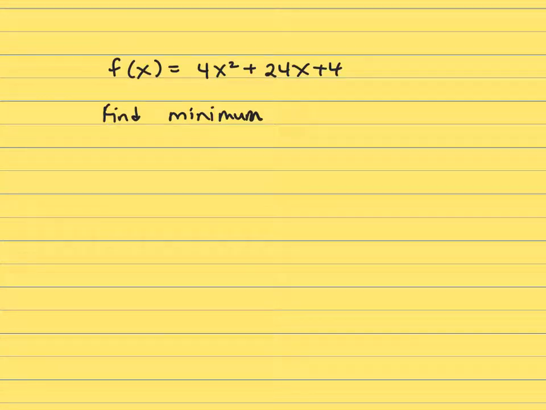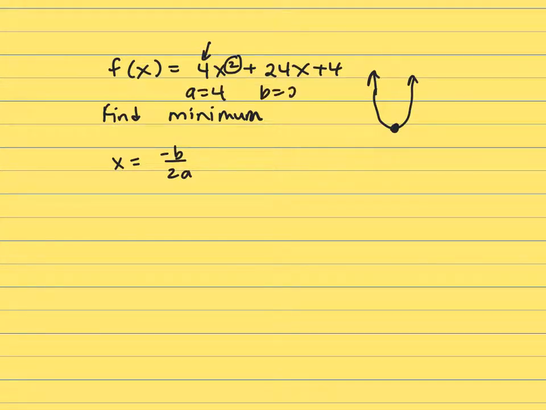We know this is a parabola because it's got an x squared, and we know 4 is positive, so we know it opens up. So it's logical that the vertex is the minimum point. And the way you find the vertex, you use the vertex formula, which is x equals negative b over 2 times a. So here a is 4 and b is 24.